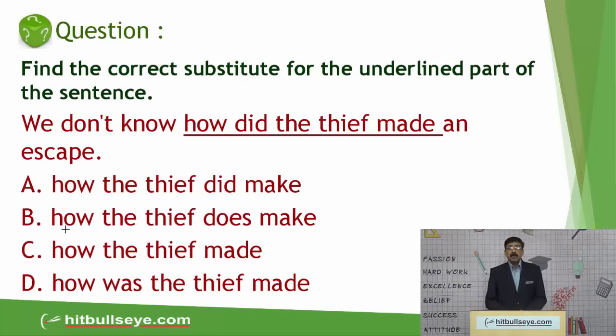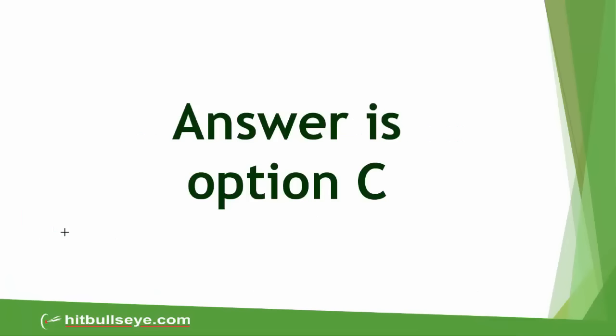Now again we have to find out the correct substitute for the underlined part. The sentence goes like this: we do not know how did the thief made an escape. While asking question, most of the time the helping verb is not required. So did is redundant here. Therefore the answer would be how the thief made an escape. Option C. So this is the answer to your previous question.